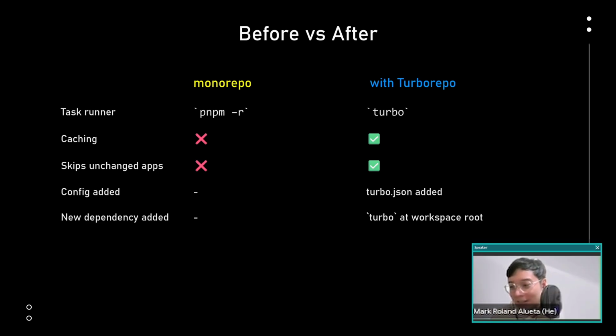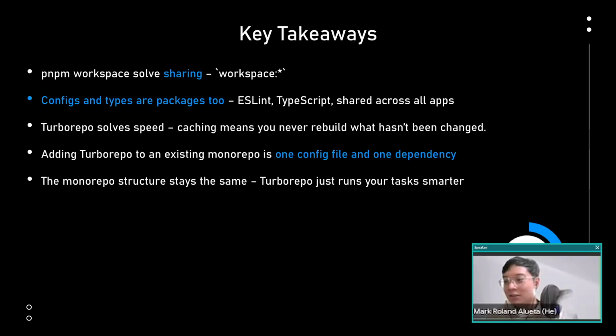With Turborepo, a config is added, turbo.json, and then a new dependency is added, turbo, at the workspace root. That's it. That's the only thing you have to do to migrate to Turborepo. So the key takeaways: pnpm workspace solves sharing. So in a monorepo, yeah, it solves sharing. Configs and types are packages too. So like I said, I showed you that you can put all your shared code there.